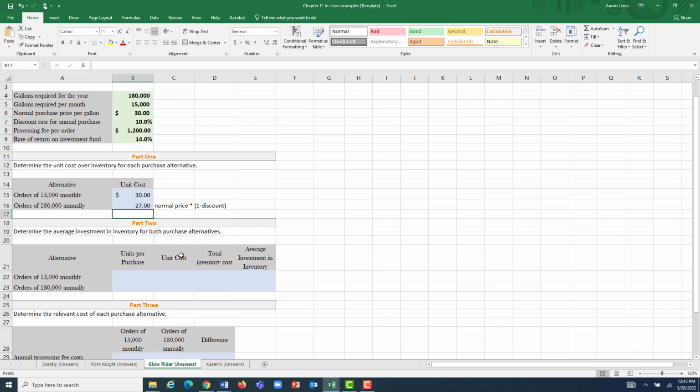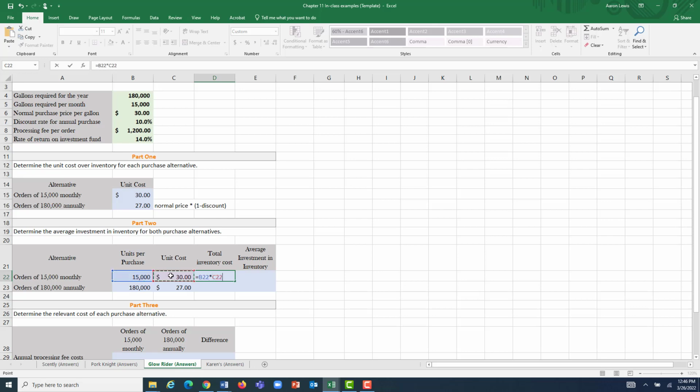If we purchase 15,000 units monthly, then our units per each purchase is going to be 15,000. If we order annually, we're going to buy 180,000 at a time. If we order monthly, we just determined that we're going to have to pay 30 bucks a gallon. But if we order annually, we get that 10% discount, bringing our per gallon price of acquiring this paint all the way down to 27 bucks. So if we buy 15,000 gallons of paint at $30 a piece, 15,000 times 30 means that each month we're going to have to spend $450,000 to acquire the paint that is necessary for us to provide our services.